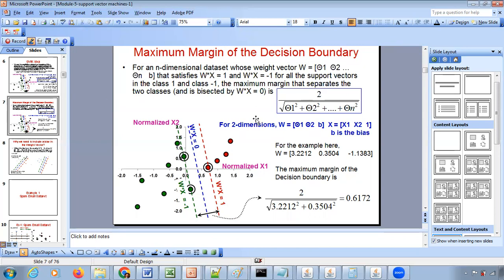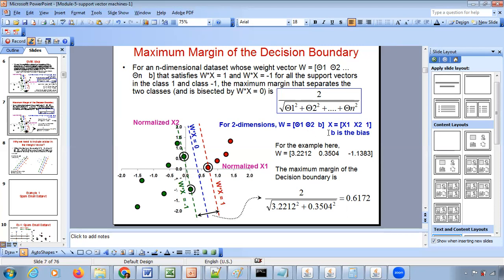The margin of the decision boundary is given basically by this formula: 2 divided by the square root of theta 1 squared plus theta 2 squared up to theta n squared. So you see that the bias b doesn't really get into this margin equation. It's only the values of the parameters that get inside this equation. This equation basically gives you the margin, or the width, of the maximum margin decision boundary.